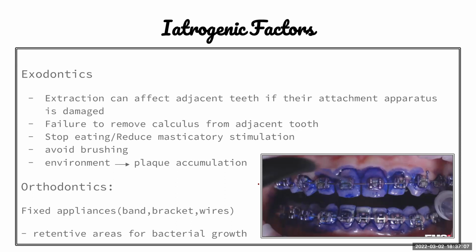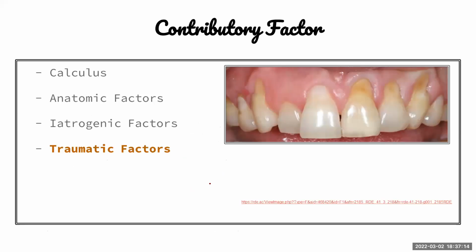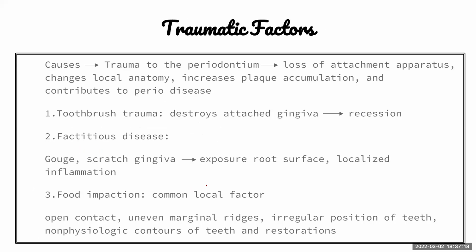Orthodontics, okay, look at all those plaque retentive areas. Oh my goodness. Where do you start? Now, traumatic factors. The causes: trauma to the periodontium, loss of attachment apparatus, toothbrush trauma, factitious disease. The patient's doing it to themselves, either with scratching the gingiva, gouging it with a toothpick, something like that. The patient is doing it to themselves.